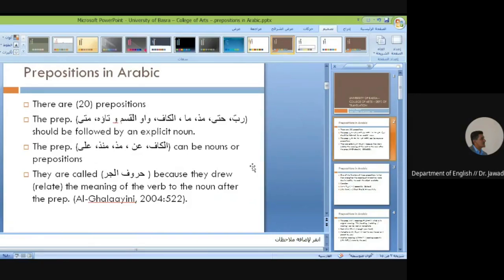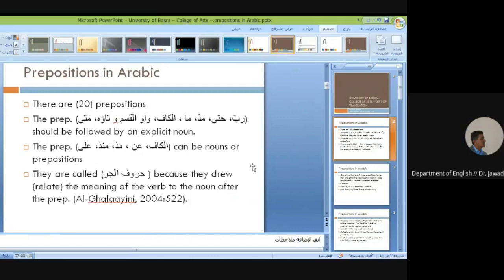The rest of the prepositions, it is not obligatory that there is a noun after them. Maybe there is a pronoun following them. The prepositions al-kaf, an, wa mudh, wa mundu, wa ala can be nouns or can be prepositions. We depend on context to know whether such an item like al-kaf or an is a noun or a preposition.